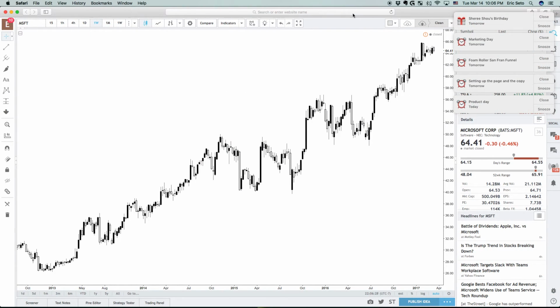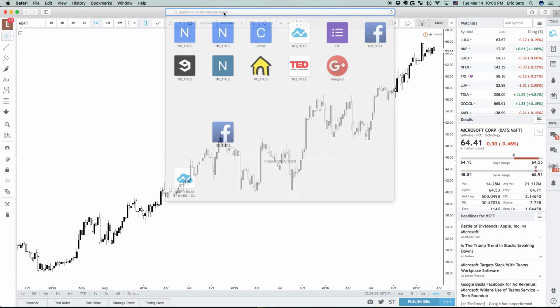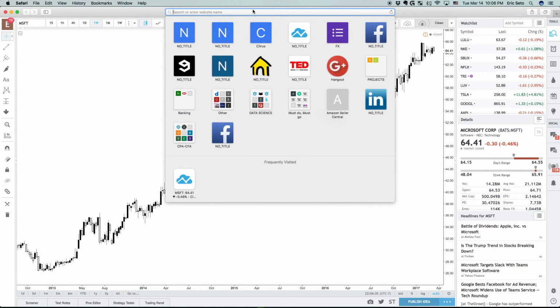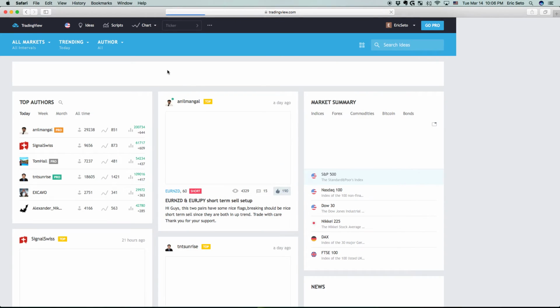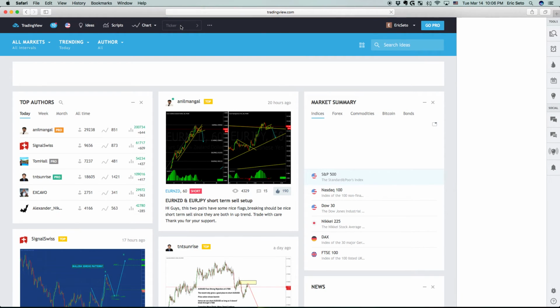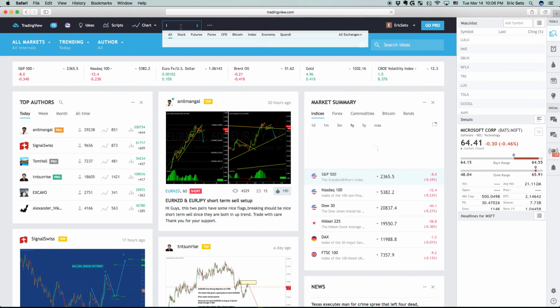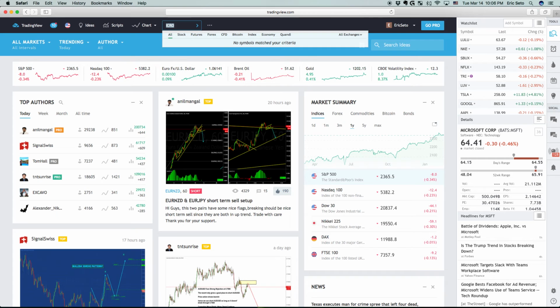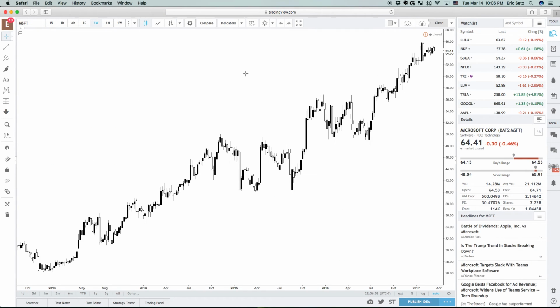Okay, so here I am at Trading View. Let me get rid of these. In order to go to Trading View, just type tradingview.com. Then you can type a stock that you want. In this case, I will type Microsoft, because that's my example. Well, my computer is definitely not the fastest. So Microsoft. Now I'm at a Microsoft chart.